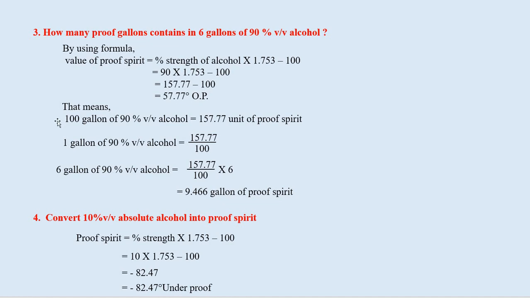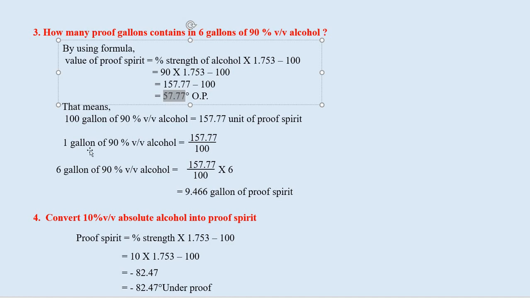That means 100 gallons of 90% alcohol is equal to 157.77 units of proof spirit. See here, this is the 90%, and it's telling that 100 gallons of 90% means, why is it 100? Because this value is greater than 100, it's showing the overproof. That's why 90% volume by volume alcohol is exactly equal to 157.77 units of proof spirit.